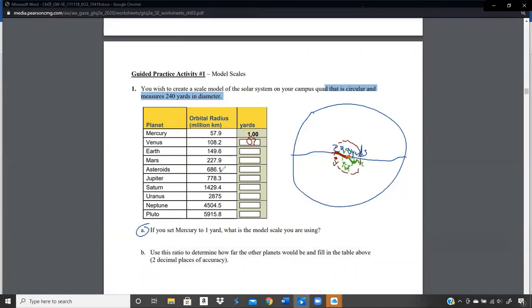Okay, so if you set Mercury to 1 yard, what is the model scale you are using? So what they're asking has everything to do with Mercury and will end up being used throughout the rest of the planets.